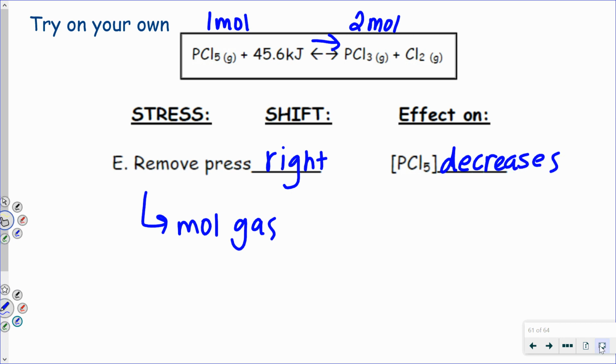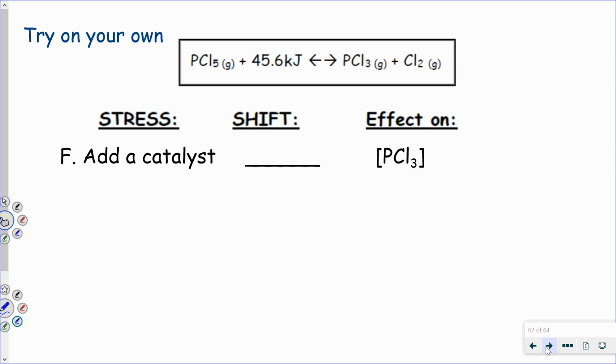And then the last one. What would happen to that reaction if you added a catalyst? So pause the video. Remember, a catalyst, no shift. That's always your answer. It increases the forward at the same rate as the reverse. So it's not going to change concentrations of anything. It's simply no shift. Good.